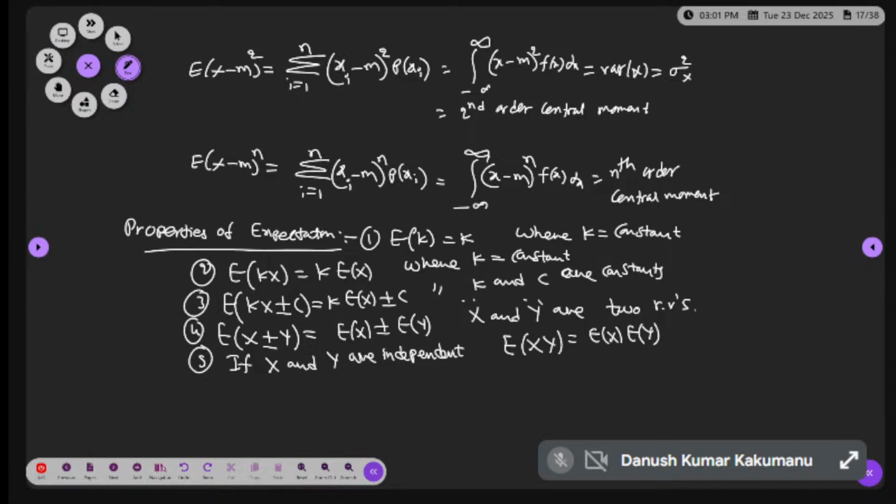All five properties of expectation are also important. If x and y are independent, E of xy is E of x into E of y. This property is just like P of A intersection B. What is P of A intersection B? P of A into P of B, just like that. E of xy is E of x into E of y. These are all properties of what? Expectation. Very good.